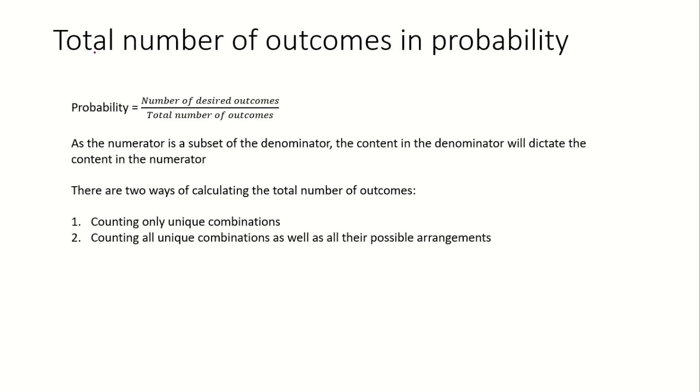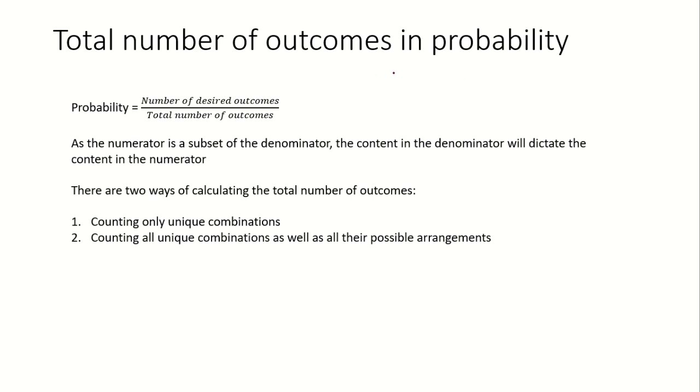In this video, we'll talk about the total number of outcomes in probability. Probability is given as the number of desired outcomes divided by the total number of outcomes. And the numerator is always a subset of the denominator in probability.